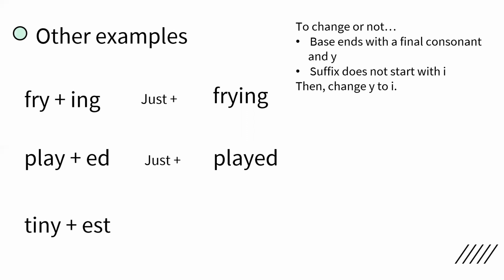All right, let's look at our last example, tiny plus est. Okay, let's look at our base. Do we have a consonant followed by a Y at the end? Yes, we do. We have an N followed by a Y. Now let's look at our suffix. Does it begin with an I? Nope. So this time we're going to have to change the Y to an I, and the derivative would be spelled T-I-N-I-E-S-T.